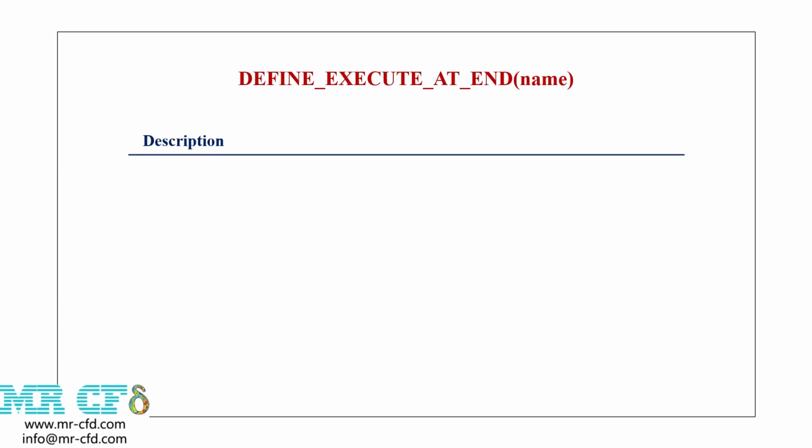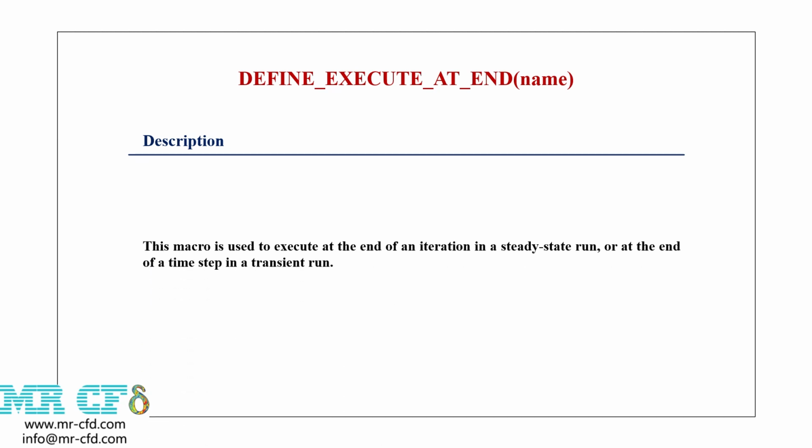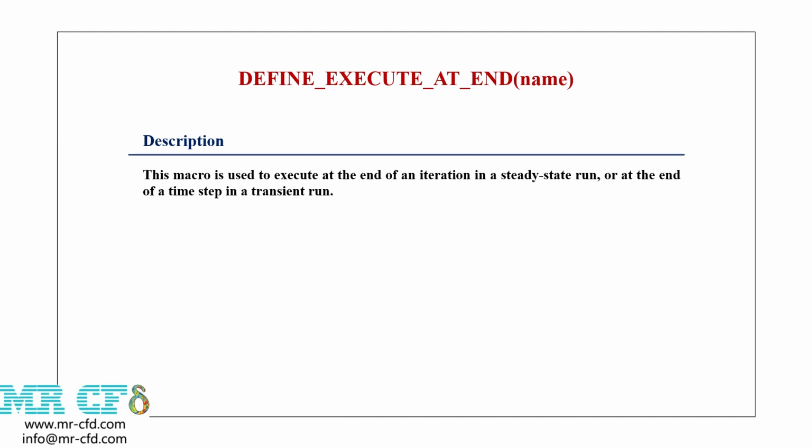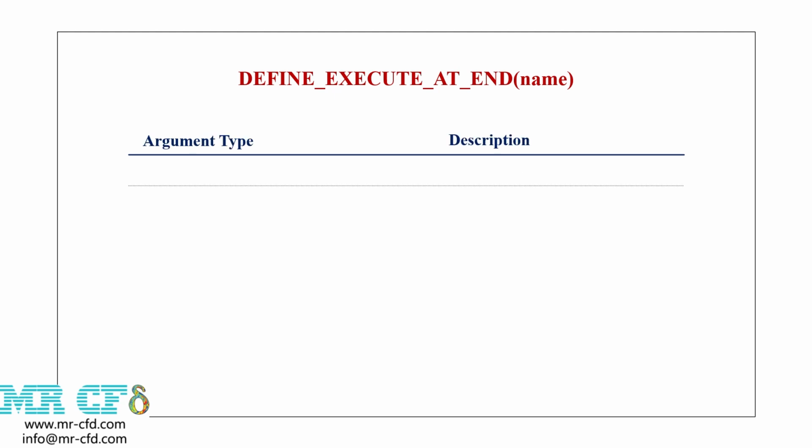In another example, we examine the define execute at end macro. This macro is executed at the end of each iteration of a steady state solution or at the end of each time step of a transient solution. In fact, this function is used when the user intends to perform calculations on flow quantities during the solution process. We represent this macro using only one argument. This argument indicates the name of the function.